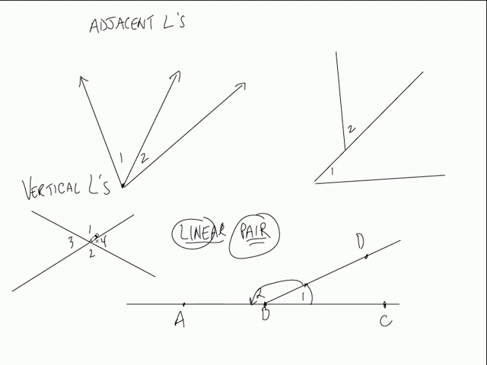Okay, they do share a common endpoint. They're not adjacent angles though, are they? 1 and 2 are not adjacent angles. But as far as the measure of angle 1 and the measure of angle 2? Looks about the same, don't they? And they are. Anytime you have two lines that intersect each other, the angles across from each other, the vertical angles, will always be the same.